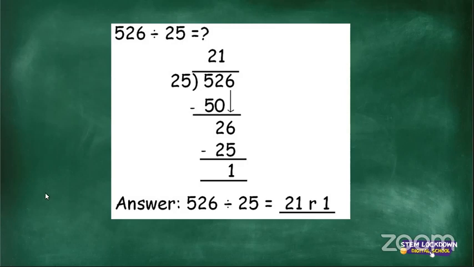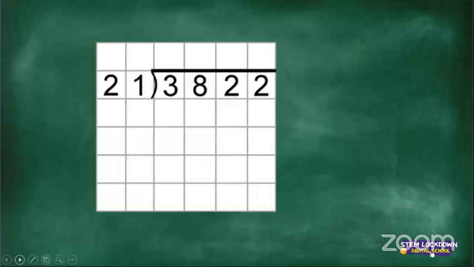So let's move on to our next slide where we will do an example without a remainder, where we divide a number that does not have a remainder. So here we have 3,822 divided by 21. We know that 21 does not go into 3. You leave an empty space or you write a 0. And then you ask yourself, how many times does 21 go into 38? It goes 1. So 1 multiplied by 21, the answer is 21.